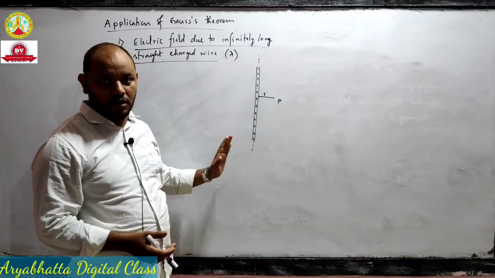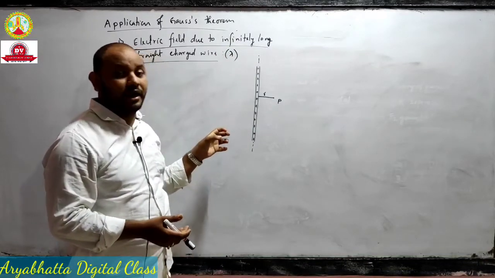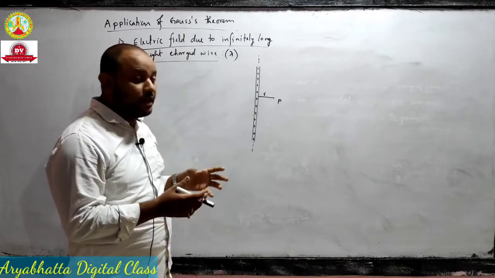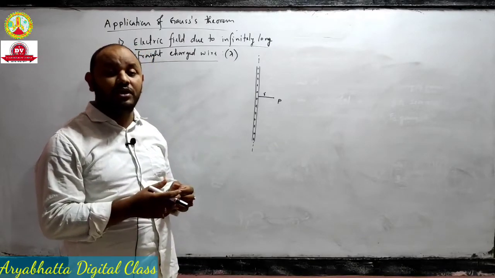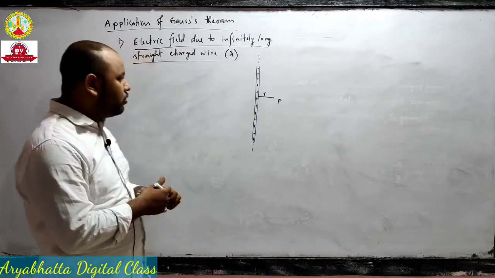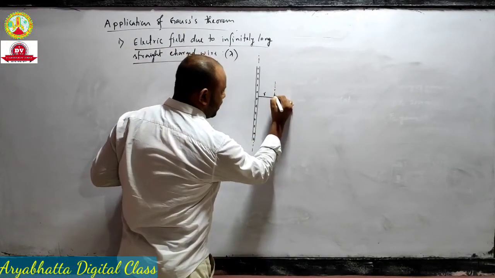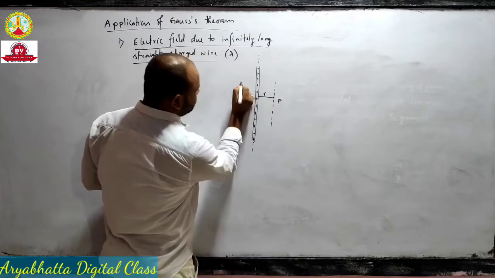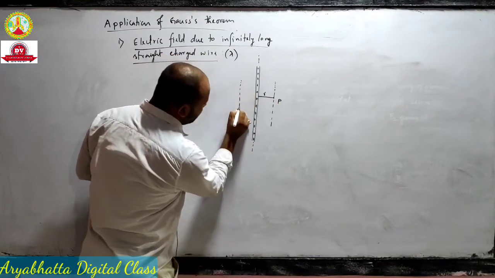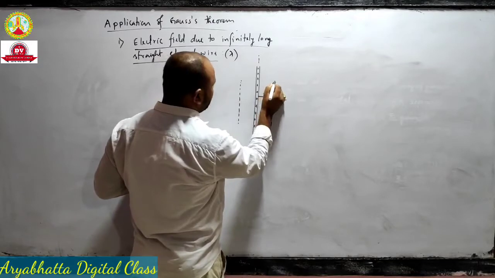For this, if we want to use Gauss's theorem, then what do we need? We need a Gaussian surface. Suppose this is a Gaussian surface. We have imagined a cylindrical Gaussian surface.